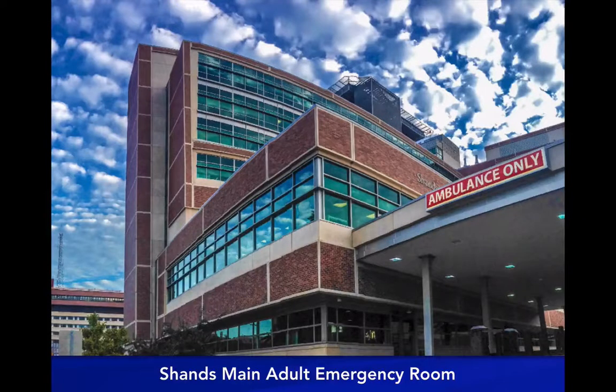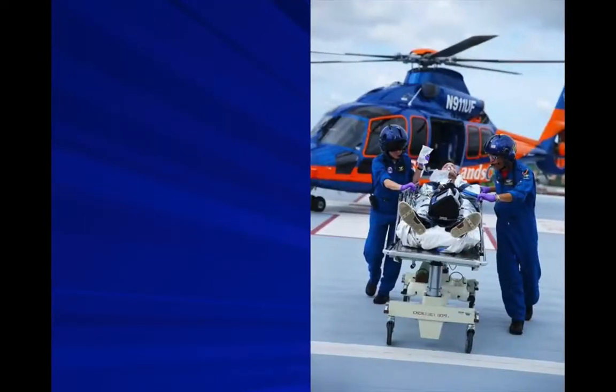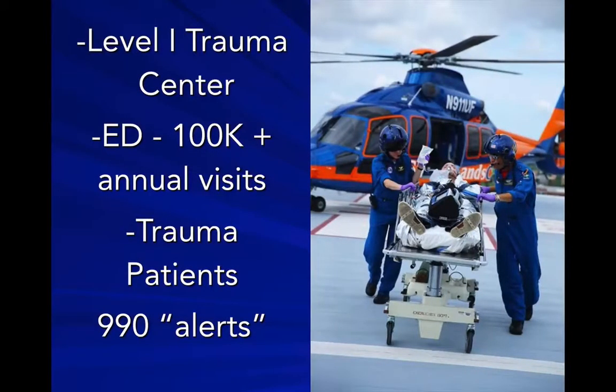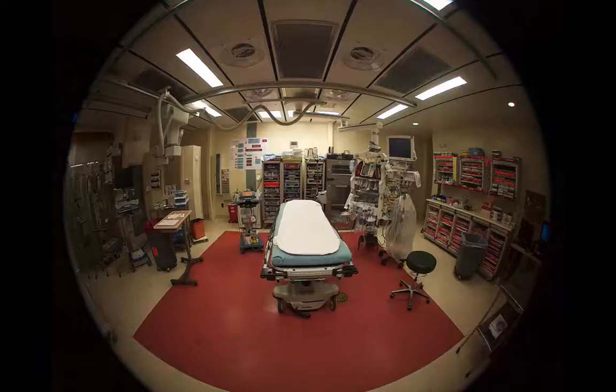And here at the mighty Shands, this is the adult ER on a cloudy day. We're a level 1 trauma center. We see more than 100,000 visits per year, and a lot of those are trauma patients. Being a level 1 means that we have all the subspecialties on board. And this is one of our trauma bays, and for those photography aficionados, that's a fisheye lens. An 8 millimeter gives you 180 degrees of view. Looks like a fisheye, they call it fisheye.